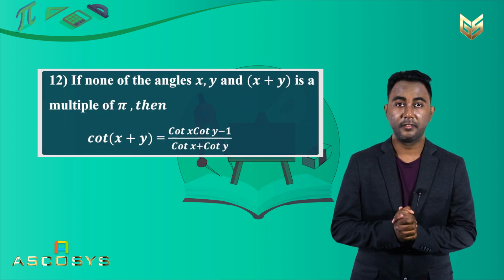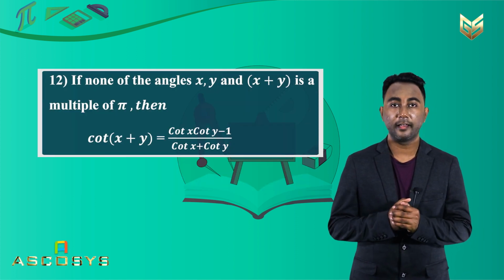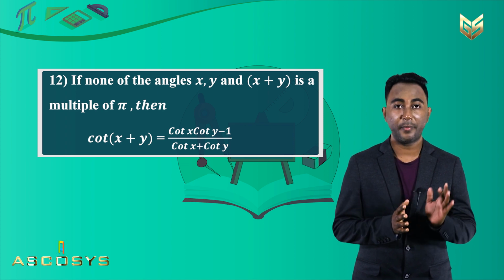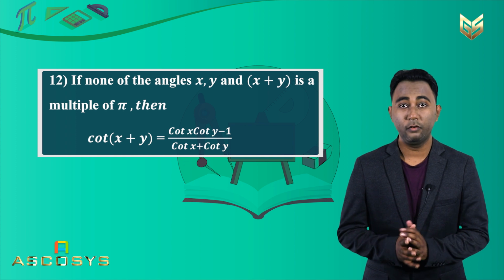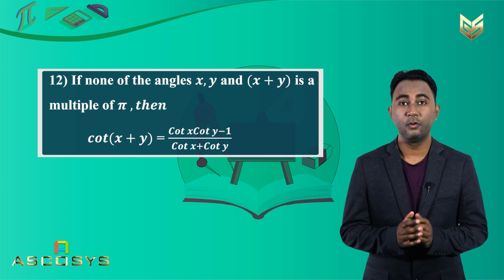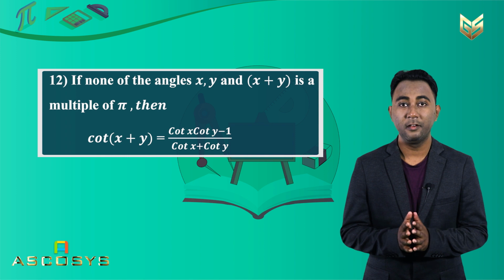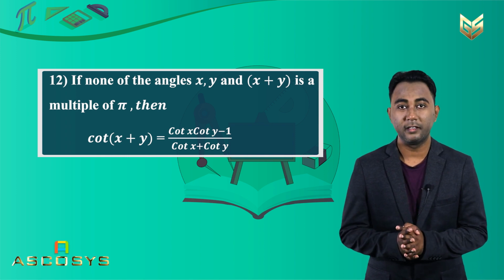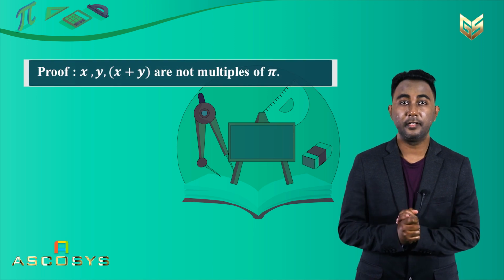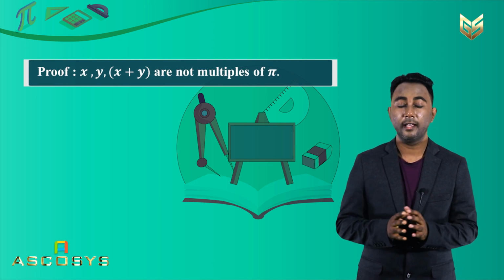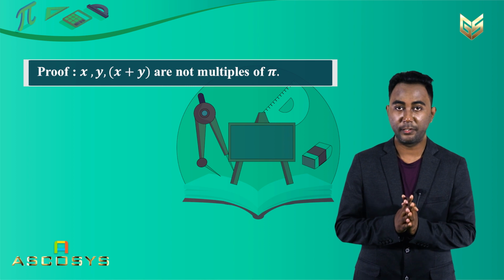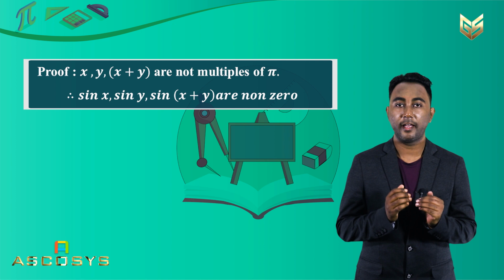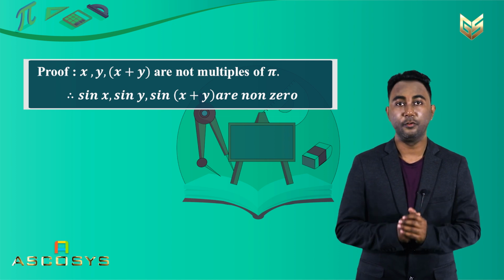Identity number 12 says that if none of the angles x, y and x plus y is a multiple of pi, then cot of x plus y is equals to cot x into cot y minus 1 divided by cot x plus cot y. Since it is given that x, y and x plus y are not multiples of pi, hence sin x, sin y and sin of x plus y are non-zero.